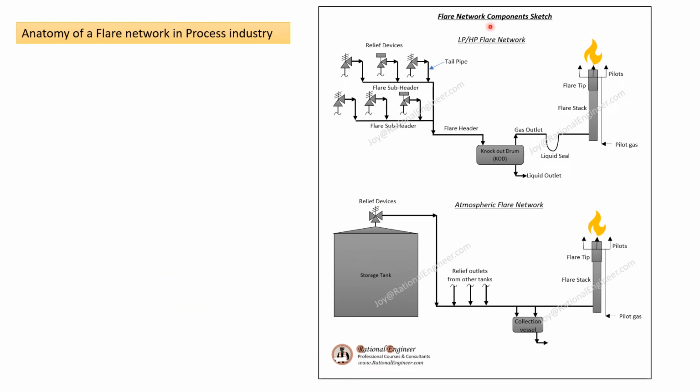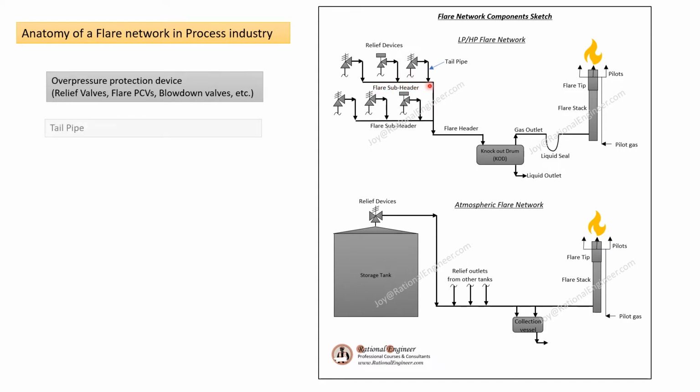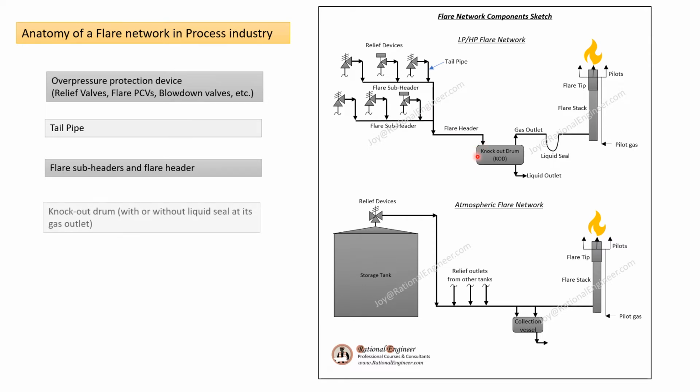In this diagram, you can see components of a typical flare system, which comprise relief devices such as relief valves, blowdown valves, flare PCVs or manual vents, which are connected to the flare subheader by means of tailpipes. Flare subheaders from different regions would commingle into a common flare header, which is sloped towards a facility knockout drum.